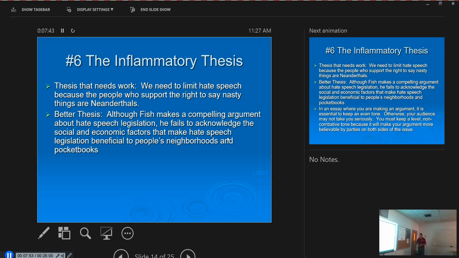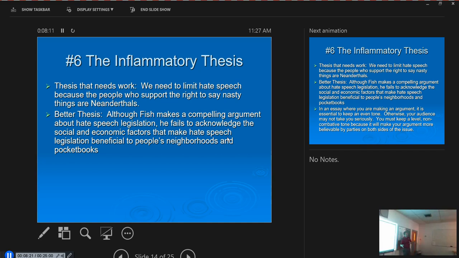Although Fish makes a compelling argument about hate speech legislation, he fails to acknowledge the social and economic factors that make hate speech legislation beneficial to people's neighborhoods and pocketbooks. Okay, so the tone is much more even. This thesis acknowledges that the other side has a compelling argument, but I disagree.